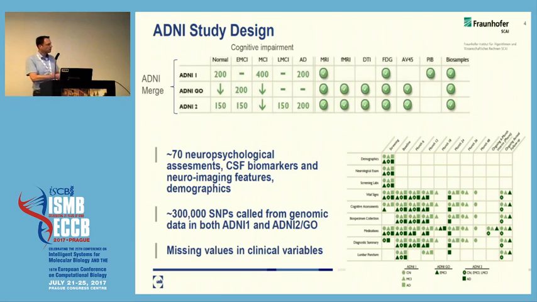I have also a pointer, which is shown here, for example, in this table here. So altogether, there are around 70 neuropsychological assessments, CSF biomarkers, and neuroimaging features, and of course, demographic information. Unfortunately, SNPs have been called with different arrays in both ADNI-1 and ADNI-2/GO phases, so there's only an overlap of around 300,000 SNPs. And if you think about the clinical data, so non-genomic data, there is, of course, as always with this type of data, an issue with missing values.